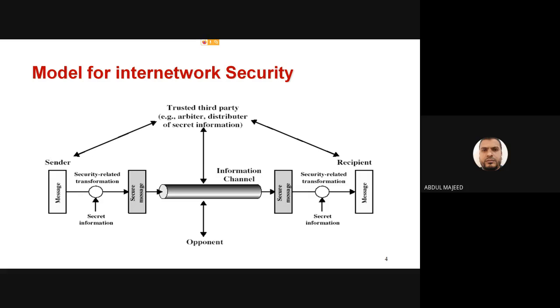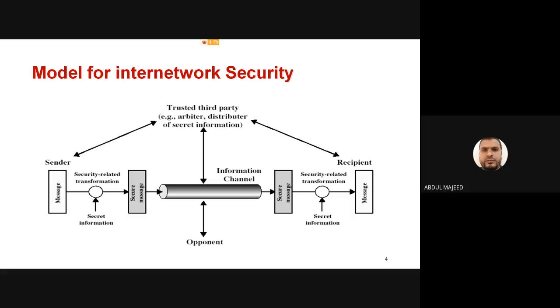So here, very first we need to be able to draw the components. To draw the components, first we need to remember the components. After remembering the components, we need to connect them in proper order. So list the components and explain the use of each component. Drawing the diagram successfully means 50% marks. For 5 marks, 2.5 marks are for drawing the diagram, and 2.5 marks are for the explanation of each thing: sender, receiver, security message, security related transformation, secret information, what is the trusted third party, what is the opponent, what is the information channel. All those things we need to explain, and for that explanation, half the marks will be there.